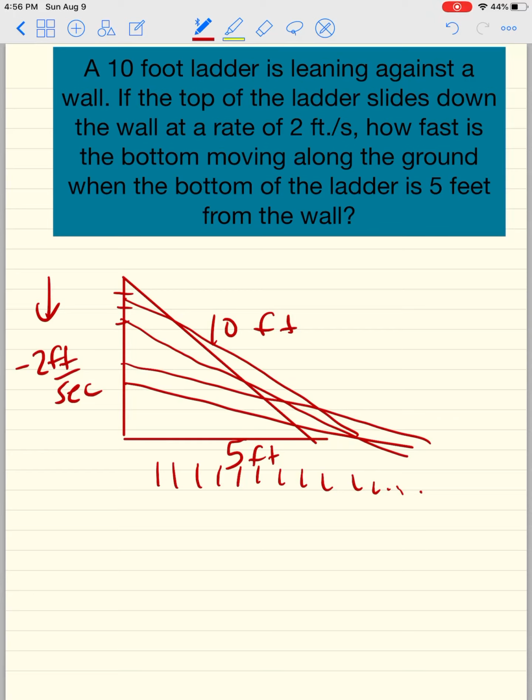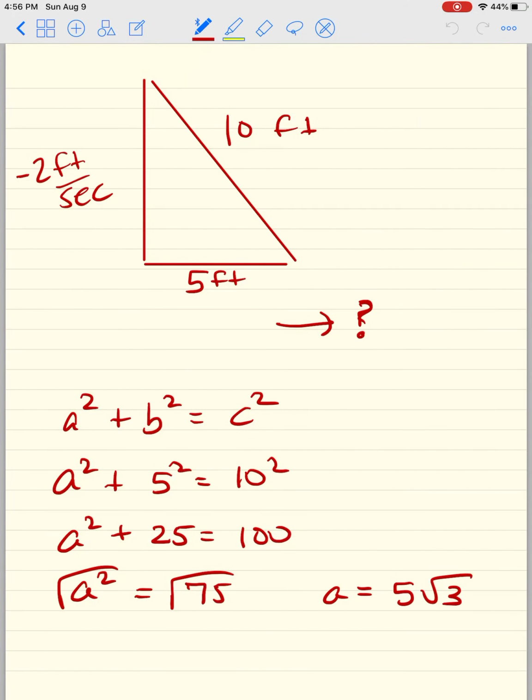from the wall? Okay, so let's take a look at this.